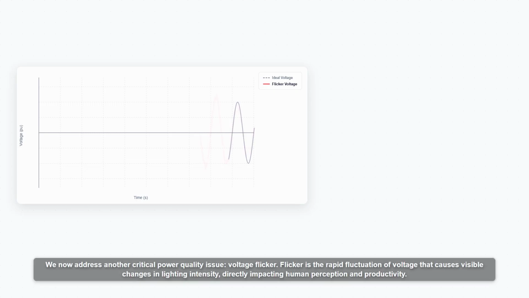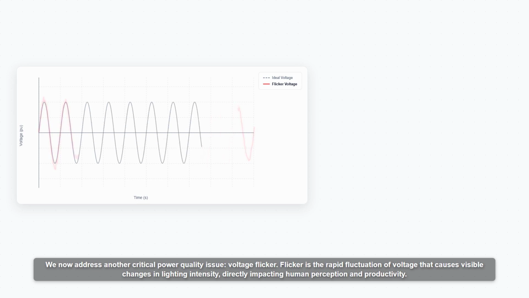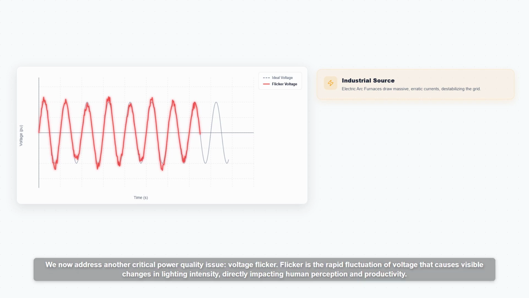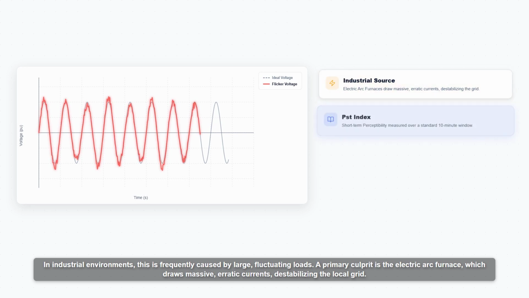We now address another critical power quality issue: voltage flicker. Flicker is the rapid fluctuation of voltage that causes visible changes in lighting intensity, directly impacting human perception and productivity. In industrial environments, this is frequently caused by large, fluctuating loads. A primary culprit is the electric arc furnace, which draws massive erratic currents, destabilizing the local grid.